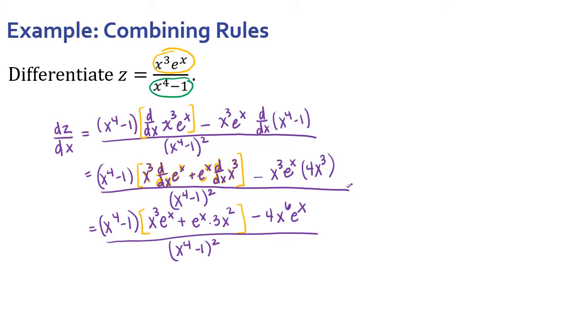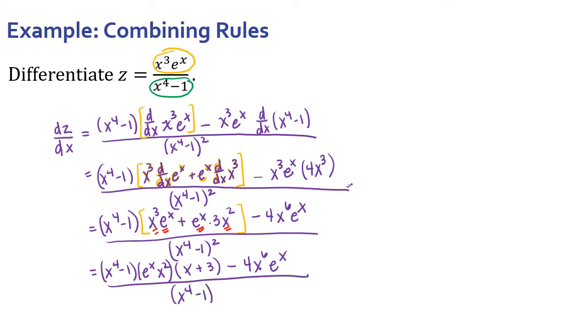Okay, now if you wanted to, you could go a little bit further. It doesn't simplify anymore, but if we wanted to, we could make it look a little cleaner. I can pull an e to the x out of both of those terms and an x squared out of both of those terms. So if I factor that out, an e to the x and an x squared, I'd be left with an x plus 3. And then I still have this minus 4x to the 6th e to the x all over x to the 4th minus 1 squared. And this just ends up getting pretty yucky when you go all the way through, so we're going to leave it right here.